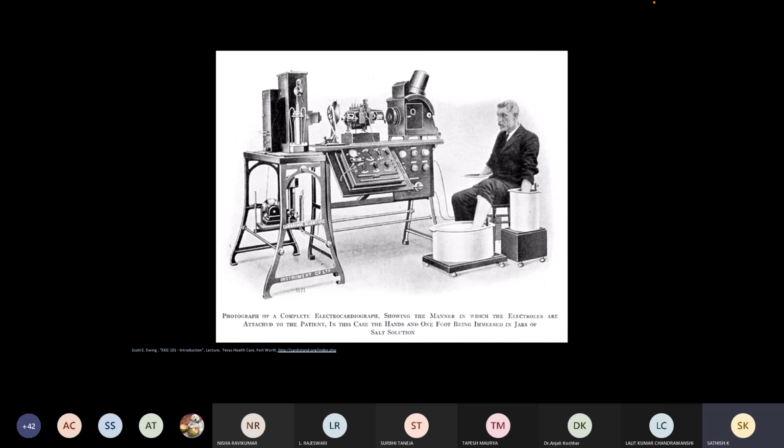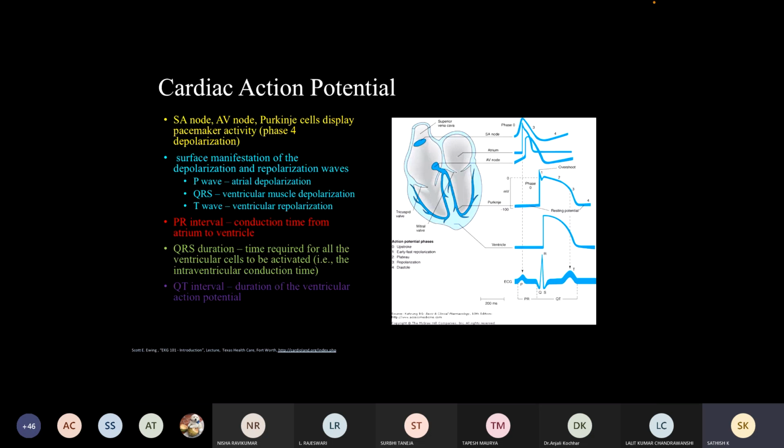So now coming on to the cardiac action potential. The cardiac action potential originates from the SA node, then it goes to the AV node, then to the Purkinje cells, then it depolarizes the ventricular myocardium.